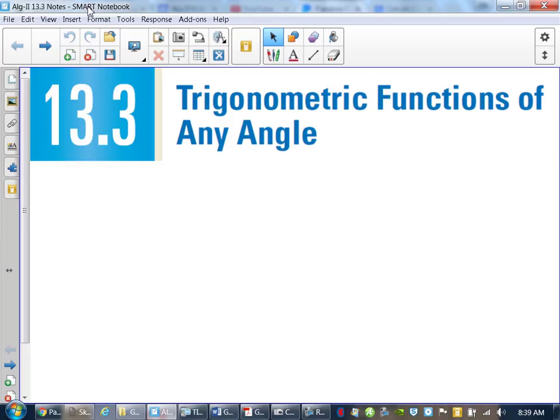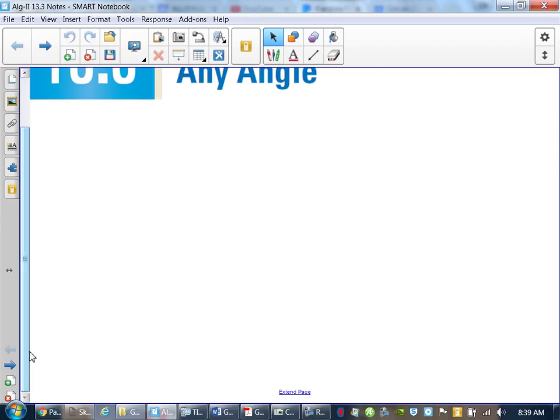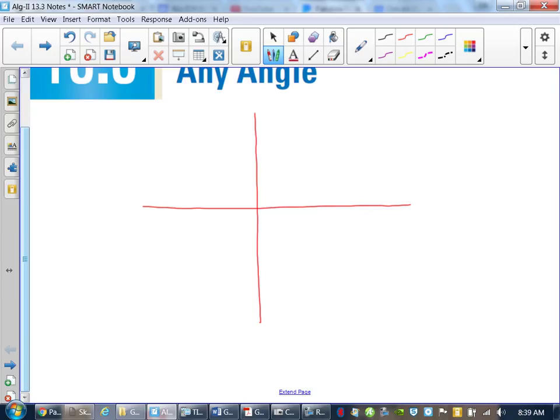Trig functions of any angle, which means we need to find angles. It's exciting. So what I want to remind you guys of is quadrants. When we start going through the quadrants, remember you are plus plus, minus plus, minus minus, and plus minus. We remember that, right? Those are the signs of your ordered pairs and so on.